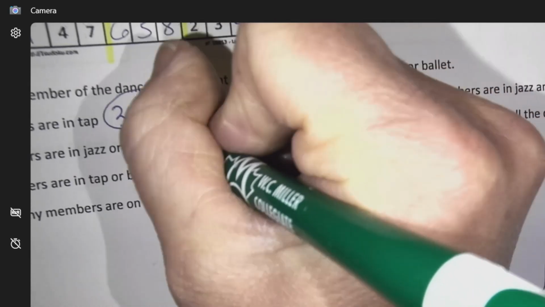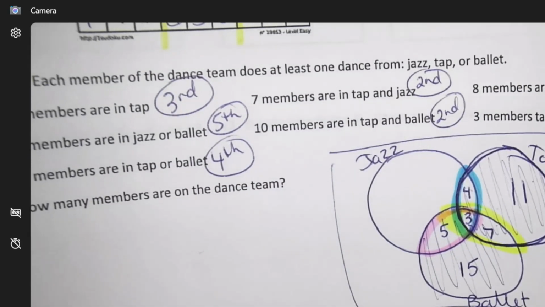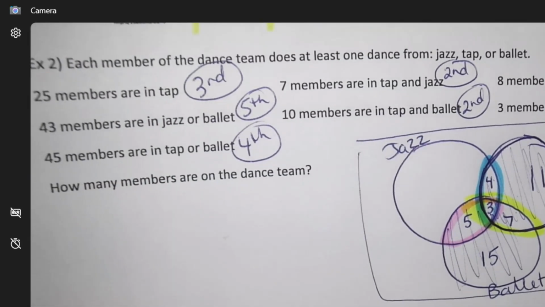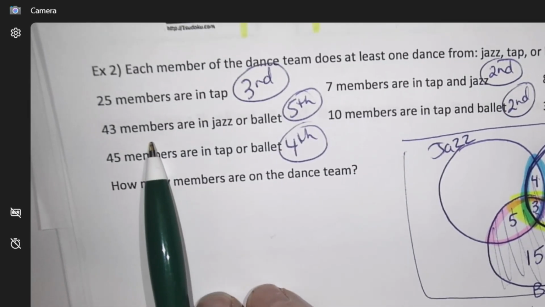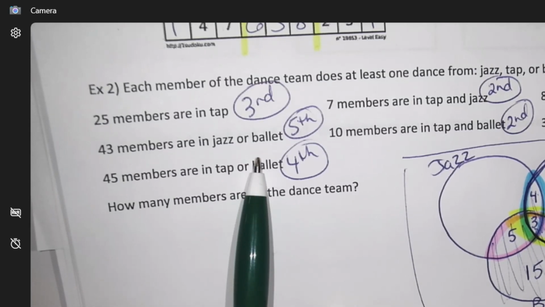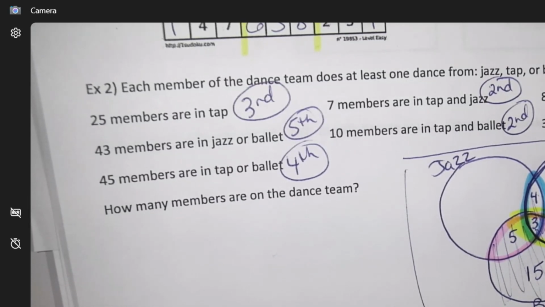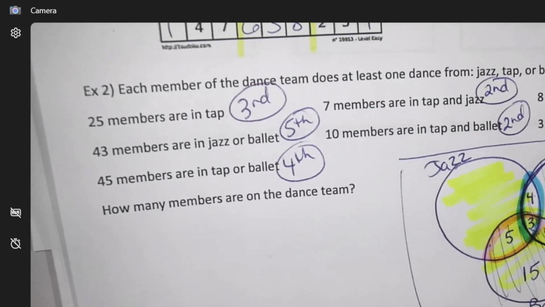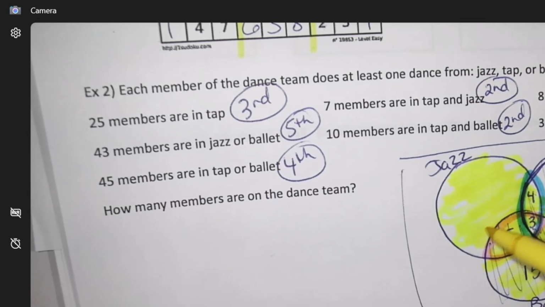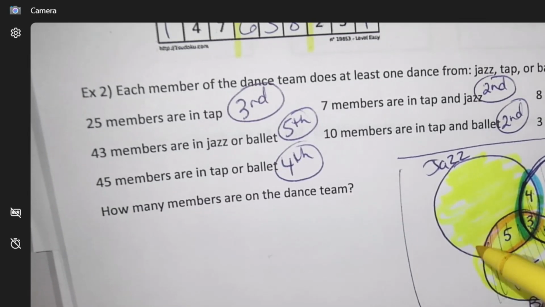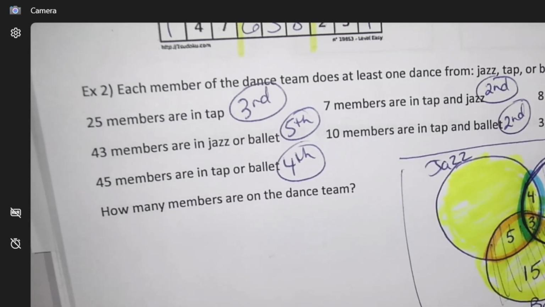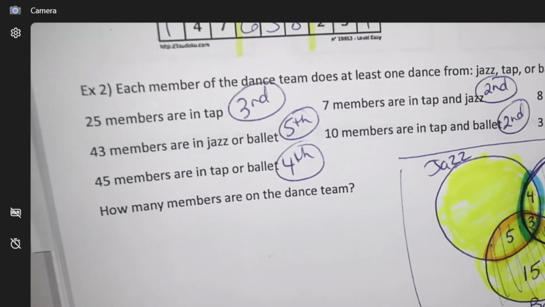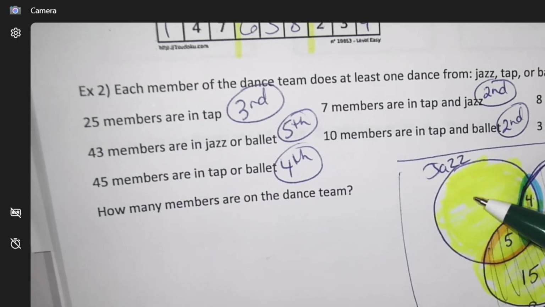And then the last statement, "43 are in jazz or ballet." So I'm gonna try to highlight this. I'm running out of color options. Jazz or ballet. This is what jazz or ballet looks like. Anywhere in any of the jazz or ballet bubbles, anything in there needs to add to 43. So what do you have left in that spot?